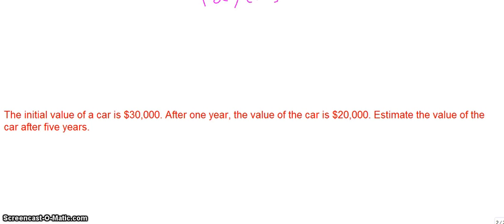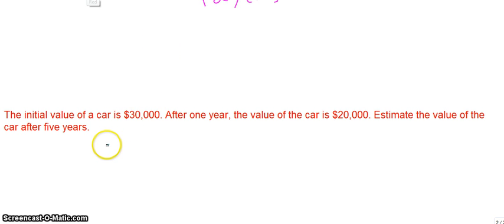Sometimes it can be obvious depending on the problem. Like if it's a half-life problem, you know your rate is 0.5. Sometimes it's a little bit less obvious. In the cases where it's a little bit less obvious, you can always set up an equation for yourself.